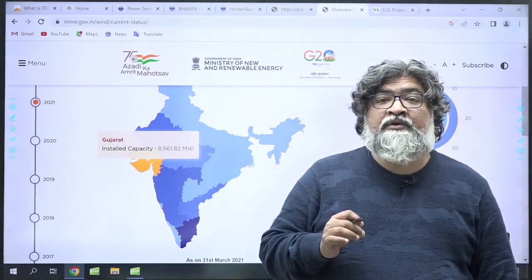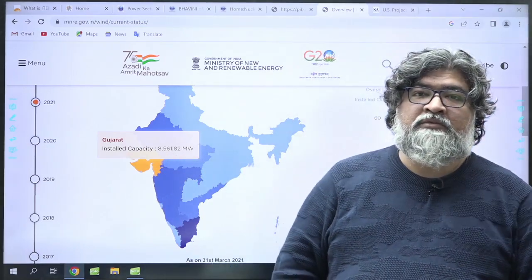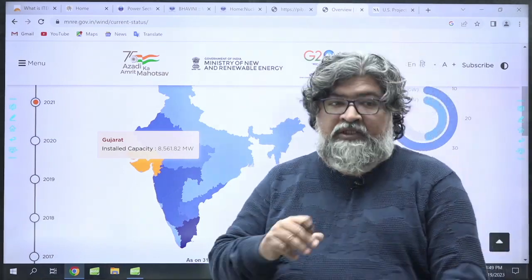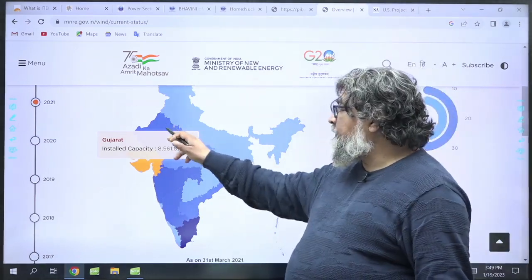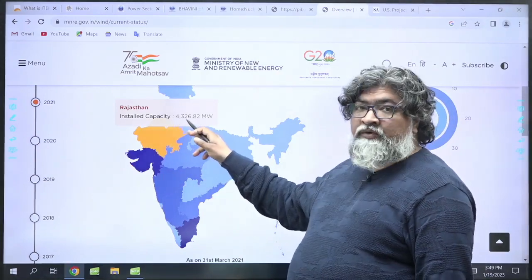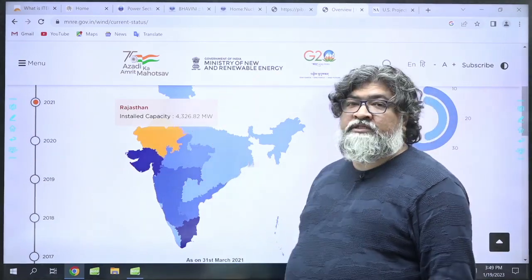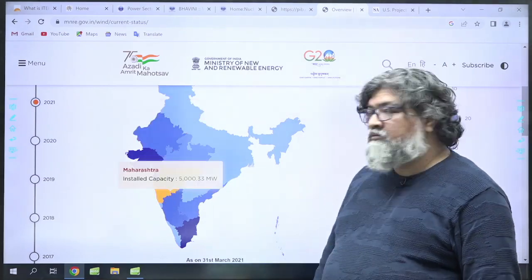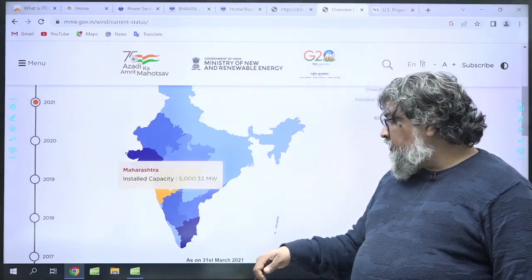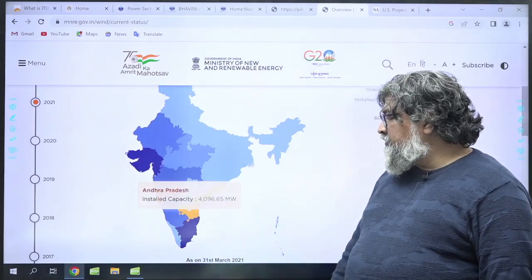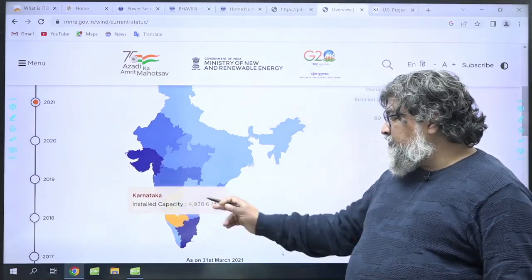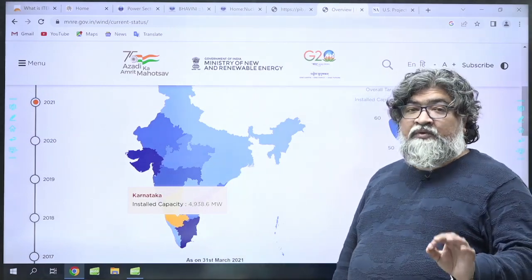8,561 megawatt of wind power. Gujarat generated highest wind power in India. Then, if we take here Rajasthan, total installed wind power is 4,326 megawatt. Then coming to this one, Maharashtra, 5,000 megawatt wind power generation. Then coming to Andhra Pradesh, 4,096 megawatt wind power. Karnataka, 4,938 megawatt wind power.